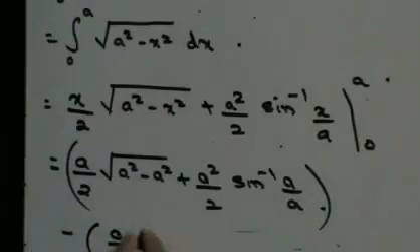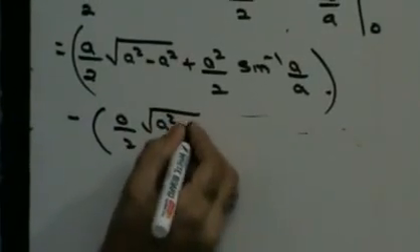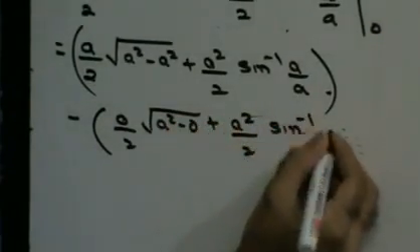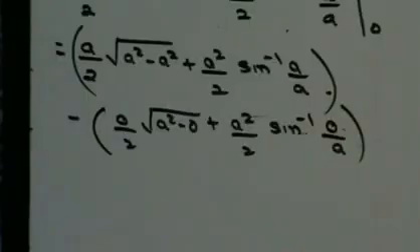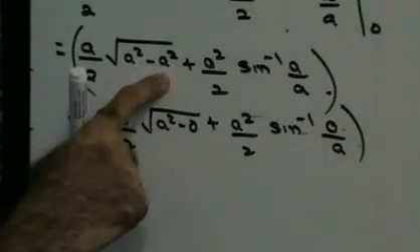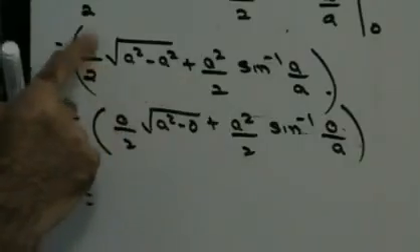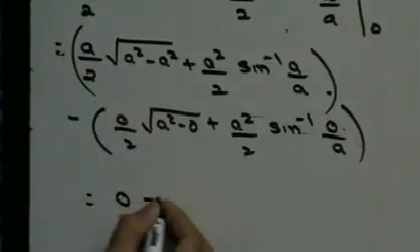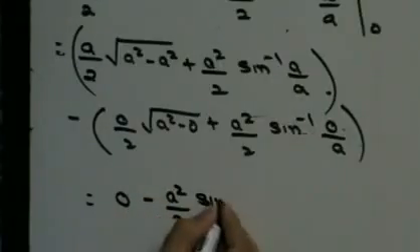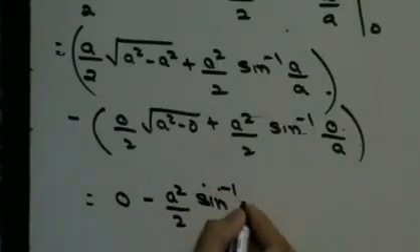So 0 by 2 root of a square minus 0 plus a square by 2 sine inverse of 0 by a. Now, this can be written as a square minus a square. 0, root of 0 is 0. Anything multiplied by 0 is 0. This is nothing but a square by 2 sine inverse of a by a.